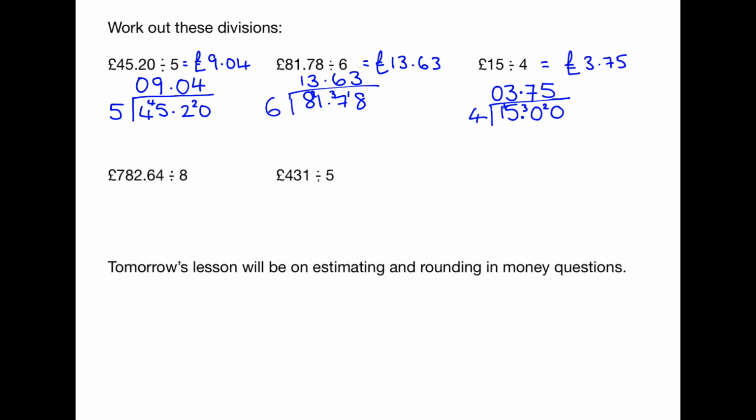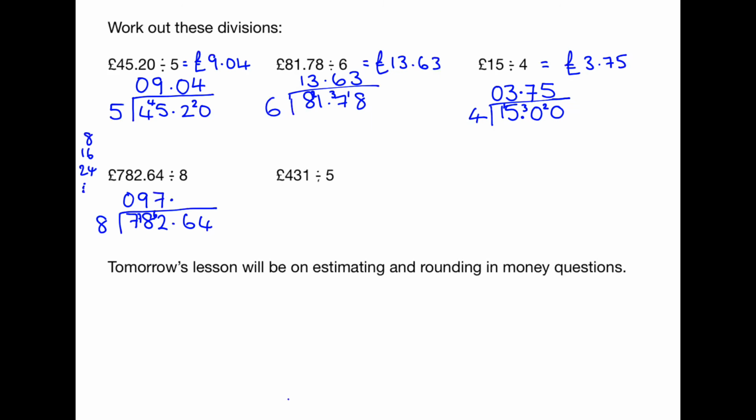Okay, next one, £782.64 divided by 8. So 8 into 7 doesn't go, carry 7. 8 into 78, if you need to quickly go up your 8 times table, you're going to find out, if we're looking at 78, 9 8s are 72. So it goes in 9 times with 6 left over. 8 into 62 goes 7 times. 7 8s are 56. So it's 7 there.